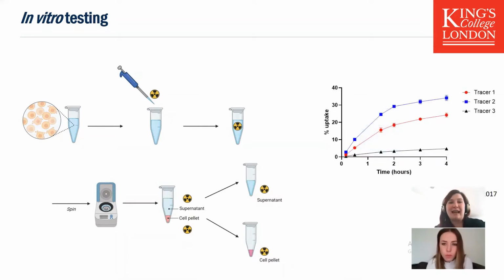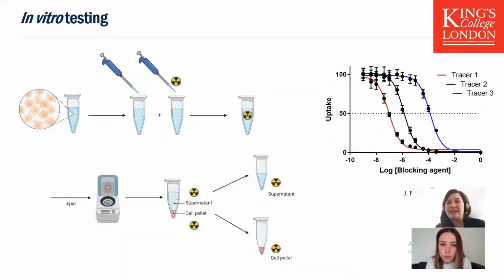You can also use the same method to measure uptake over time for different radiotracers. Or if you're interested in the different affinity of radiotracers for a target, you can use assays such as an IC50 assay shown here, or a Ki assay, which helps you to determine the relative affinity of a radiotracer. Here you use a non-radioactive analog, which blocks binding sites and stops the uptake, allowing you to assess the IC50, the inhibitory concentration.